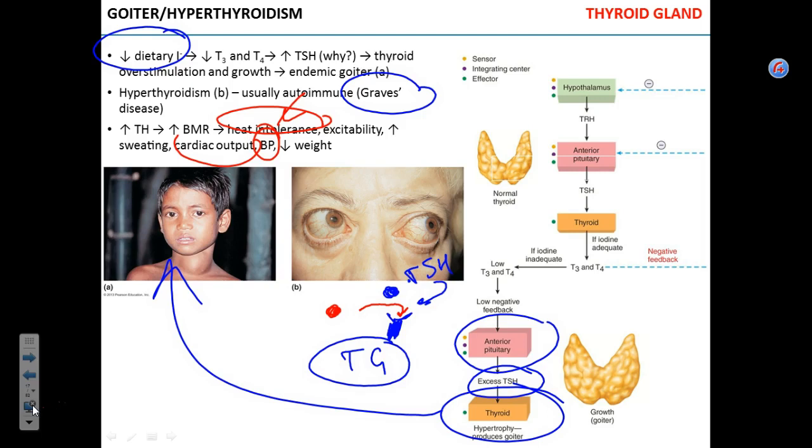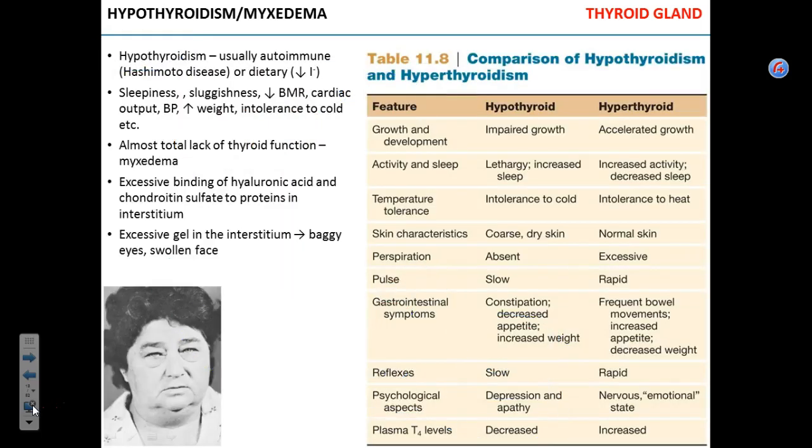But in the person with thyroid overproduction, you will see heat intolerance. Does that make sense? Now, hypothyroidism can be, as we mentioned, dietary, lack of iodine. Or it can be autoimmune. That's Hashimoto's disease. That's when your immune system attacks the cells of thyroid gland and destroys them. Does it make sense?